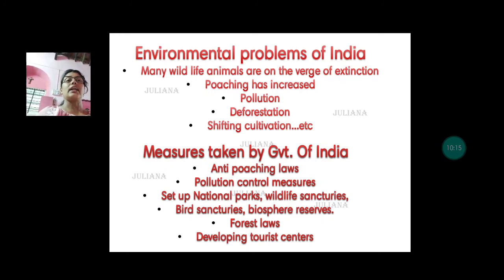Measures taken by the Government of India. Anti-poaching laws have been enacted. Pollution control measures are in place. The government has set up many national parks, wildlife sanctuaries, bird sanctuaries, biosphere reserves and biosphere hotspot areas. Forest laws are enacted and implemented, and many of these forested areas are being developed as tourist centers.